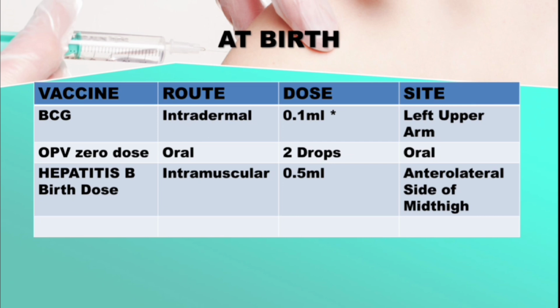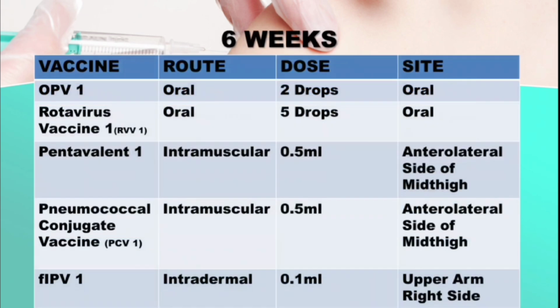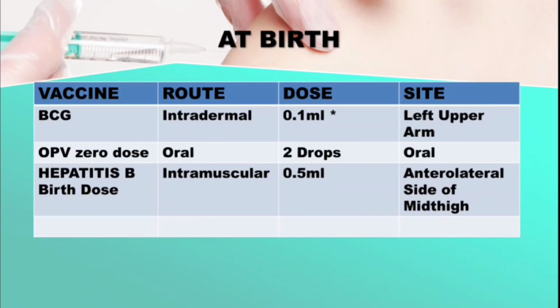Now coming to OPV. OPV 0 dose, oral polio vaccine, 0 dose, given orally, 2 drops. Then coming to hepatitis B birth dose. Hepatitis B birth dose is given intramuscular, 0.5 ml. Whenever an intramuscular injection is given to a baby, it is given on the anterolateral side of the mid-thigh. The hepatitis B vaccine is made by recombinant DNA technology and it is a killed vaccine.